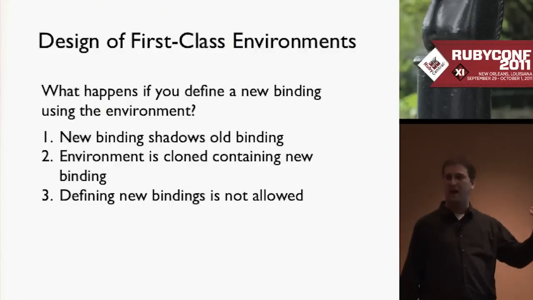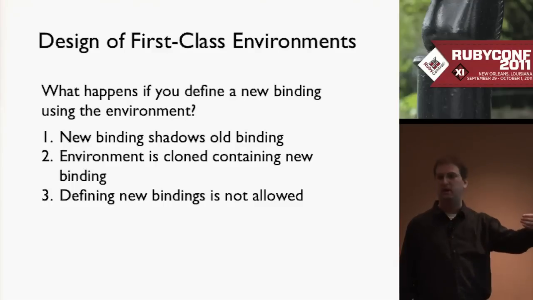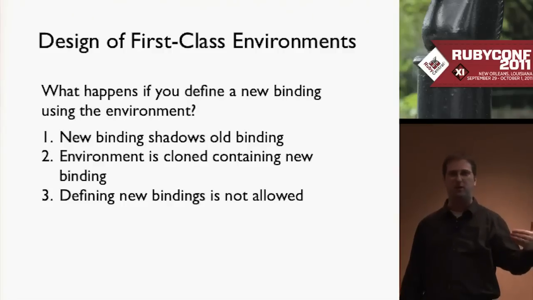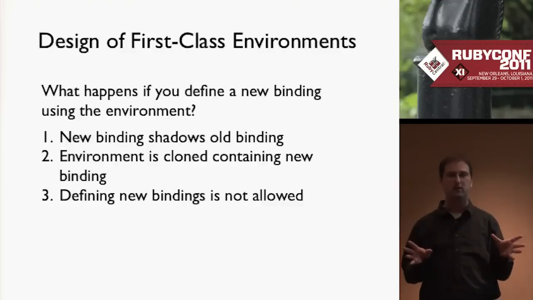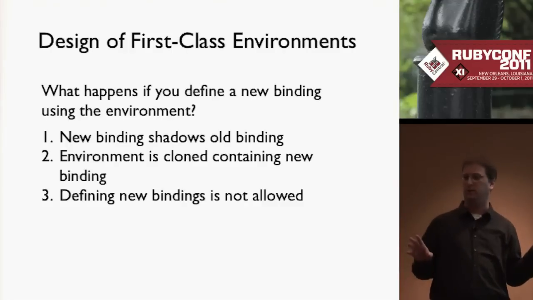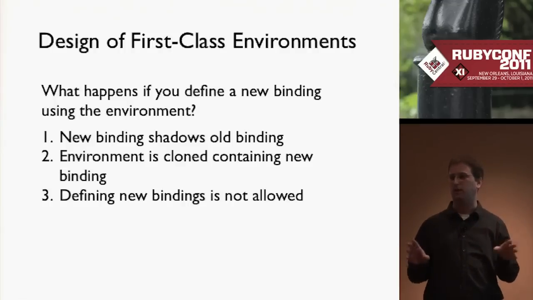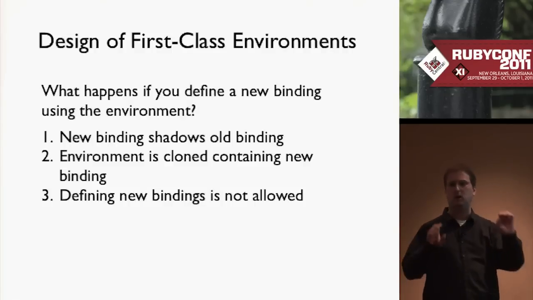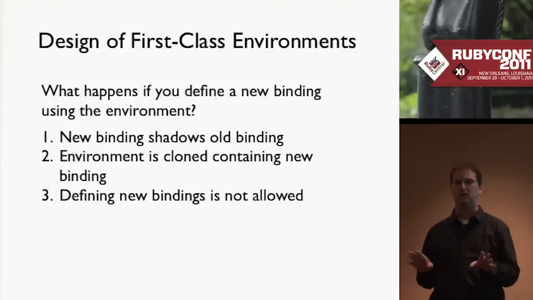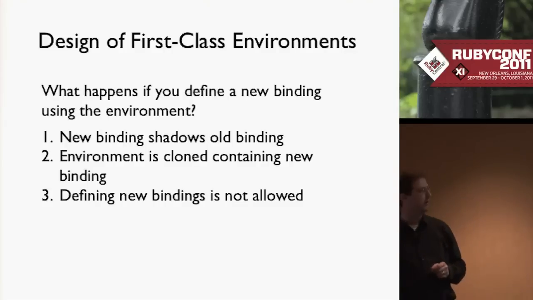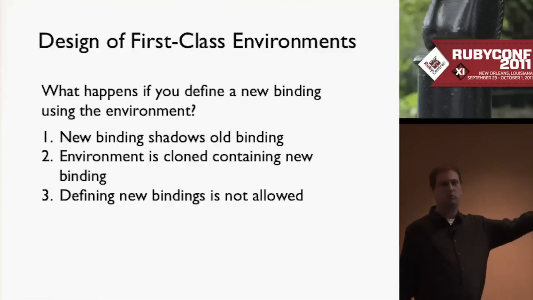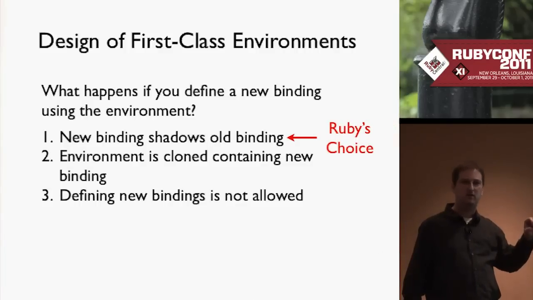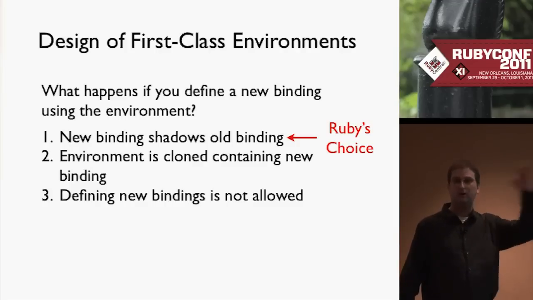Okay, what happens if you have a first-class environment and you define a new binding? Does the new binding shadow any older binding? So when you redefine the method, is that method redefined everywhere in that environment? Maybe you clone the environment and the new binding is only available in the clone. So behind the scenes, you're duping the environment and putting the new binding in there. Or maybe you just simply say, look, I'll give you the environment, but you don't get to manipulate it. It's not mutable. Again, Ruby chooses one. Because when I grab that binding and redefine that method, the class, which originally had the original method, saw my redefined method.